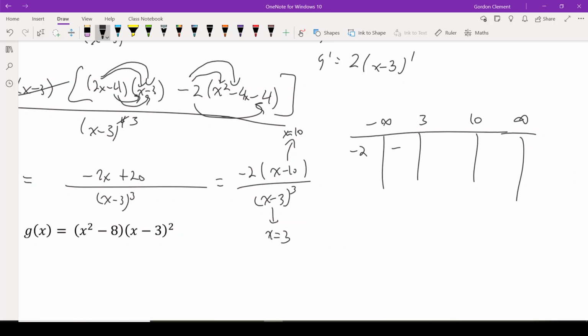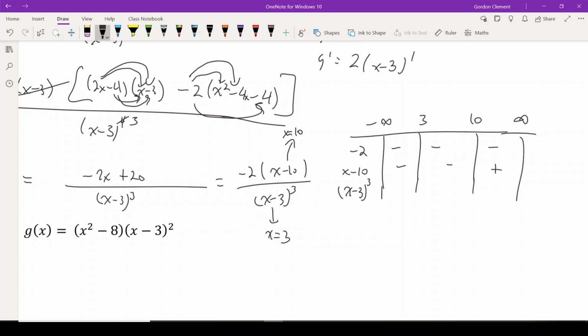So I have a negative 2, and that's always negative. I have x minus 10, which is negative before 10 and positive after 10. That's why I factor out that negative 2, because it makes this very easy for the factor table. I don't have to think, if I had negative 2x plus 20, I'd have to think about where that switches signs and which signs it is.